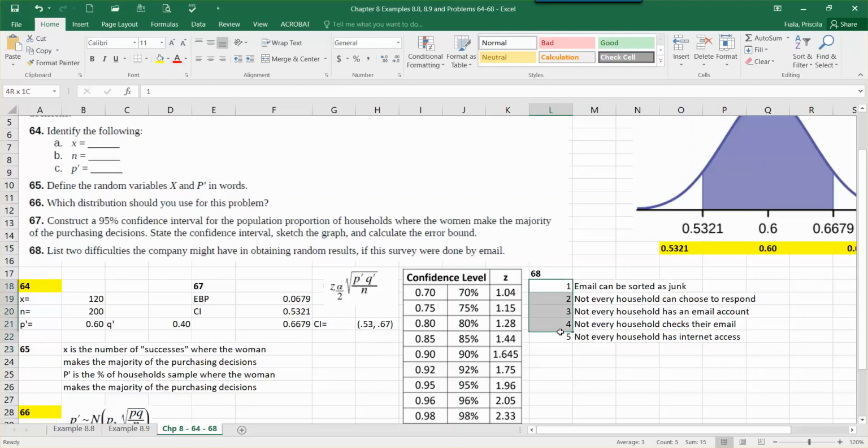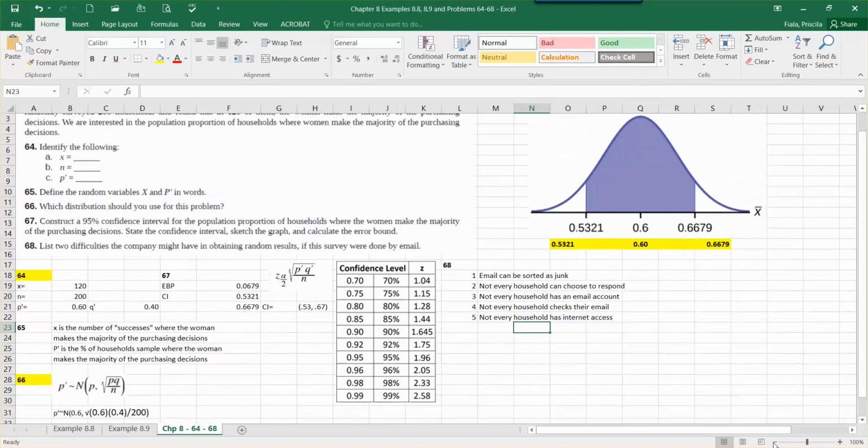Therefore, you would be done with problem number 68, which is what I assigned for this week. And it shouldn't take a lot of time. It is a long video because I want to go over each step, but really to answer 64, 66, and 68, it should not take you a lot of time.